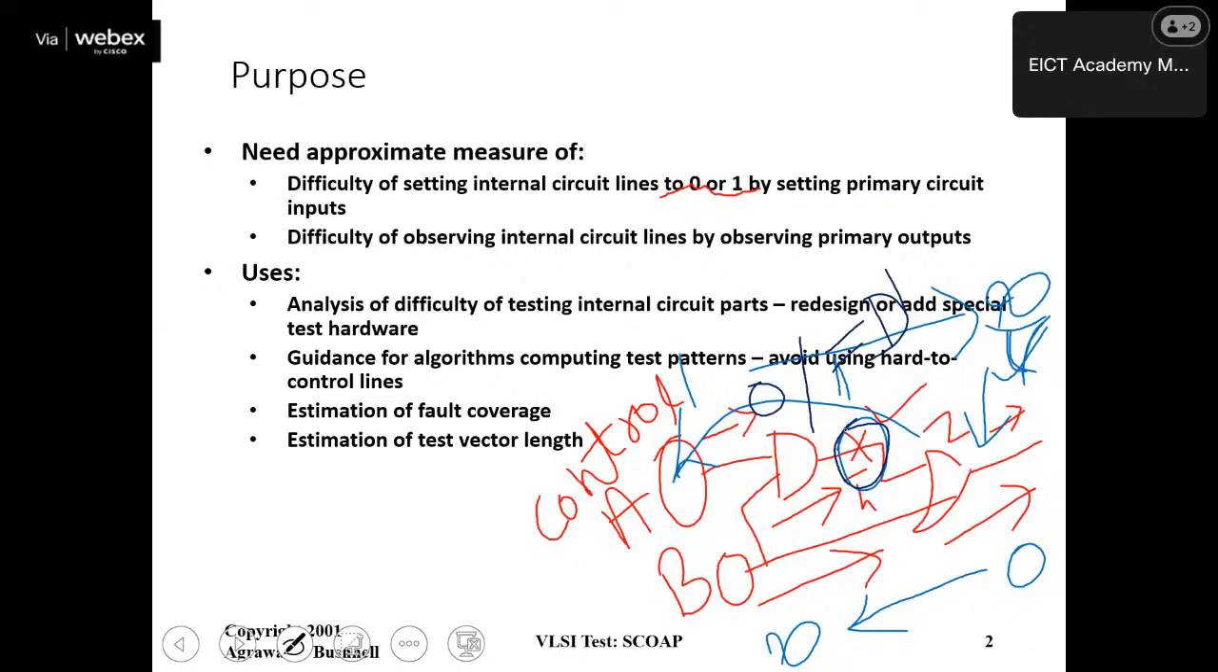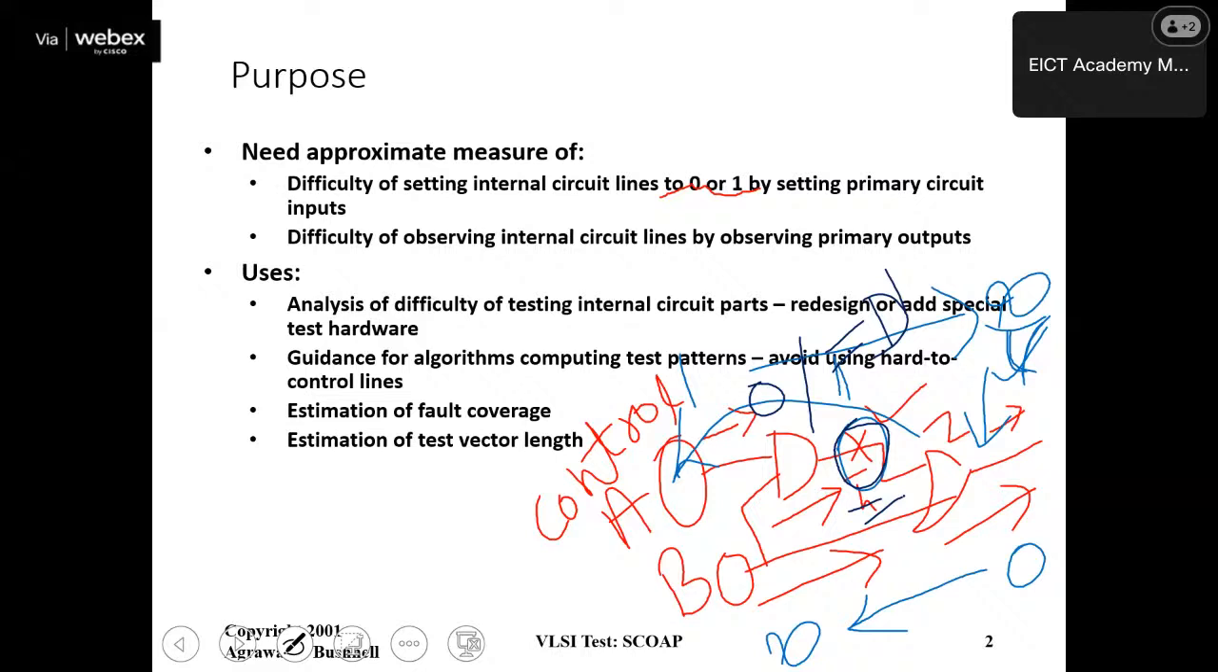So easily I cannot have it. I have to figure out, with the help of testability algorithms, how difficult it is to bring this H line to 0. That is known as the combinational controllability 0 at this particular H line, because it is a combinational circuit. Controllability for 0 is different, controllability for 1 is different, right? Controlling 0 is different. For example, we are talking about an AND gate.